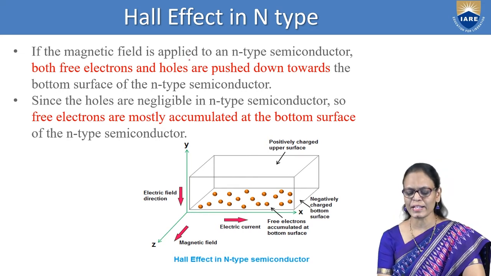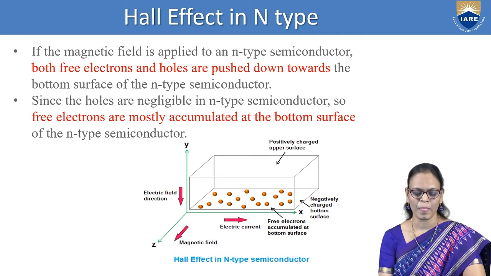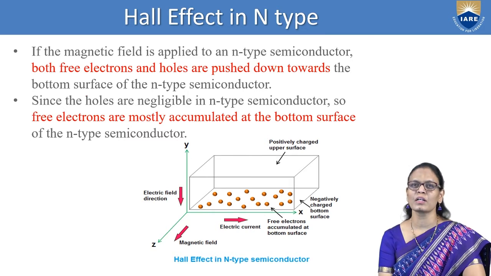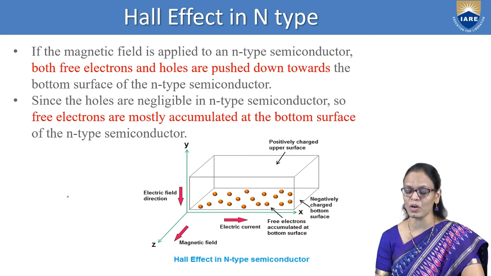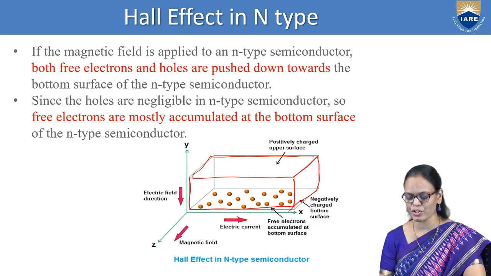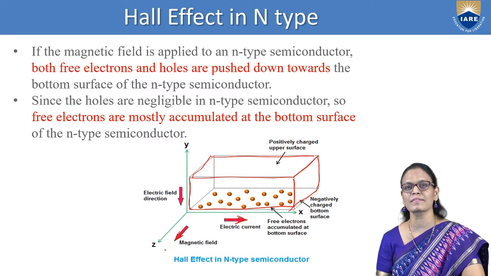Now, if a magnetic field is applied to an n-type semiconductor, both the free electrons and holes are pushed downward to the bottom surface of the n-type semiconductor. So whatever we have discussed in the Hall effect, we have to apply here. We are taking a semiconductor which is carrying current. This is the direction of flow of current. The electric current is along the x-axis, and we are subjecting it to a magnetic field along the z-axis.